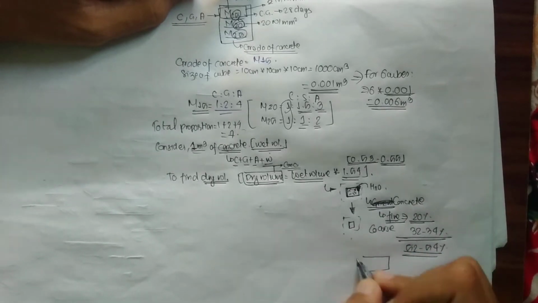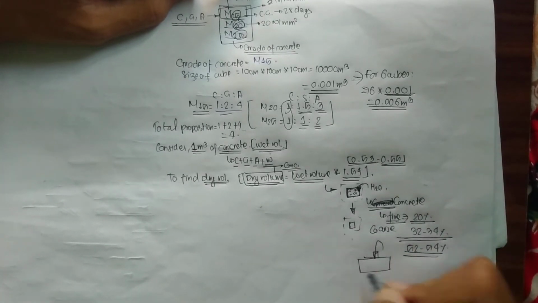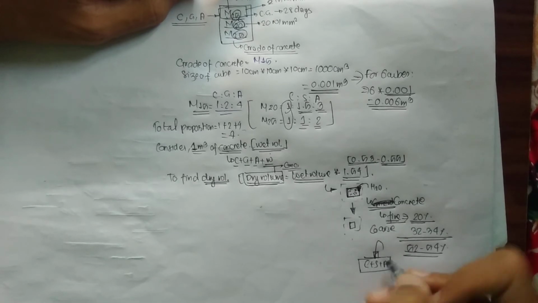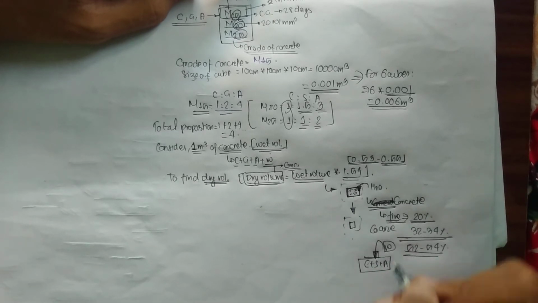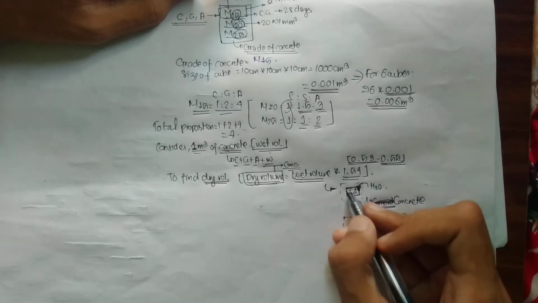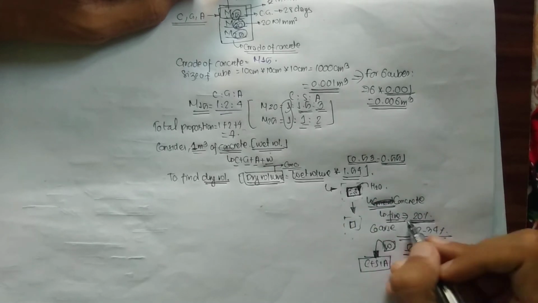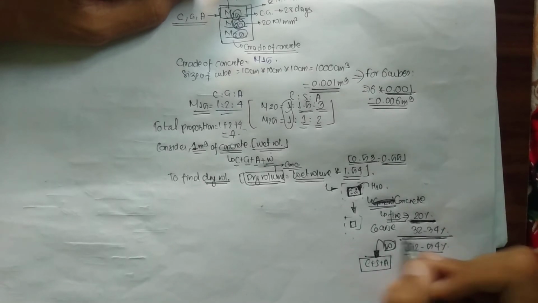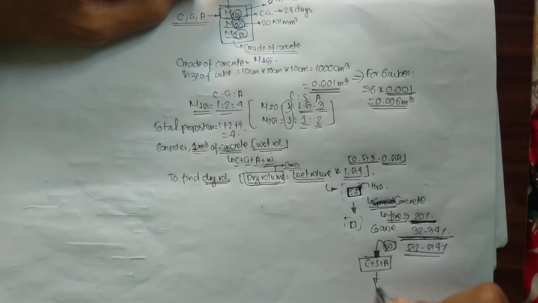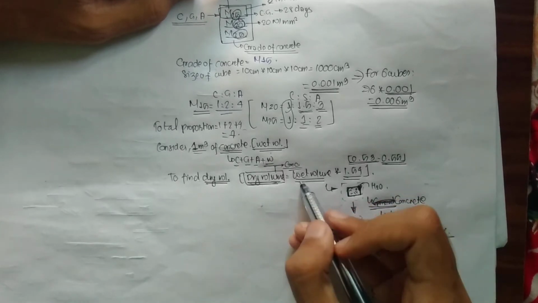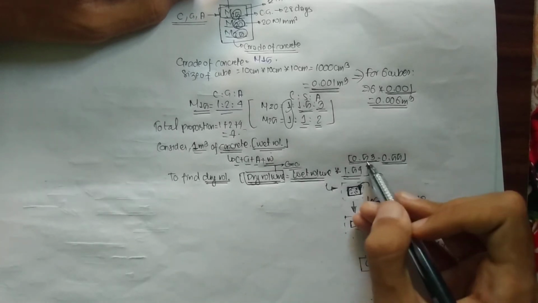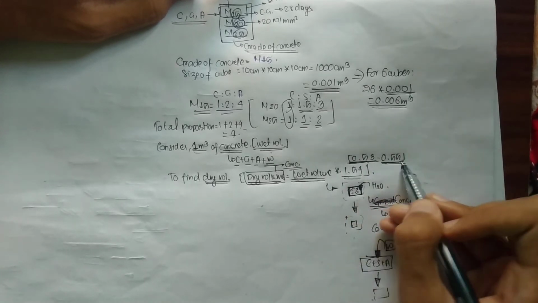So let's say this is dry concrete: cement, sand and aggregate. You add water to it, its volume decreases, like bread, because of the pores or voids present in it. Therefore the dry volume is more than the wet volume by an amount of 0.53 to 0.54.